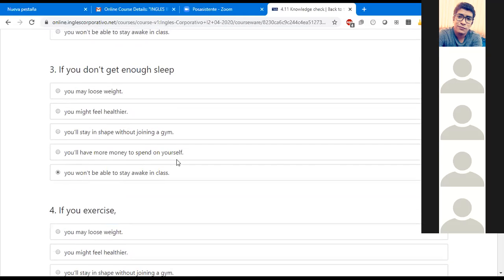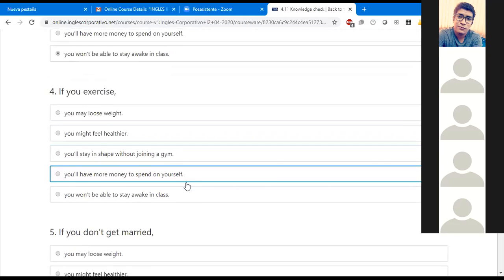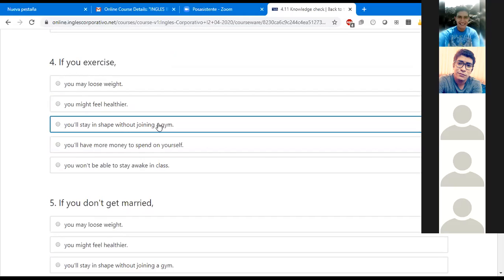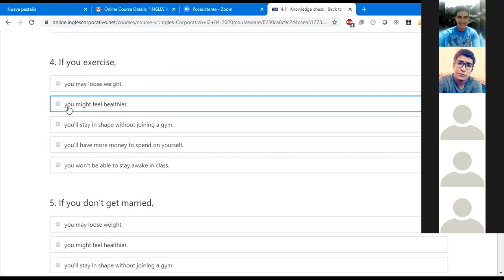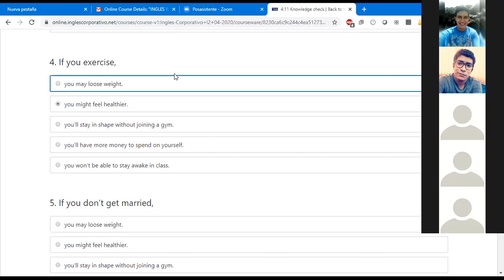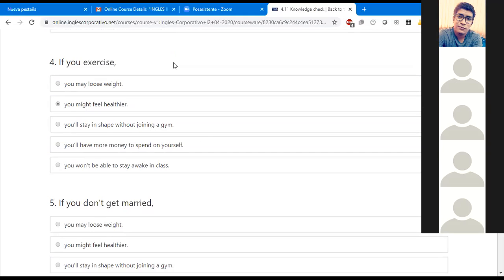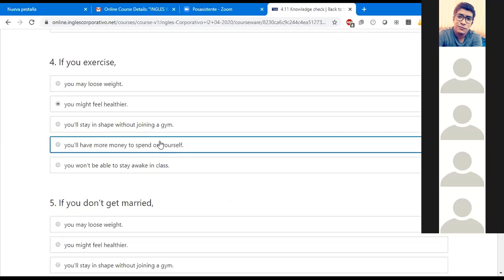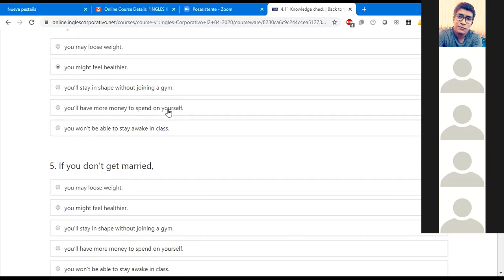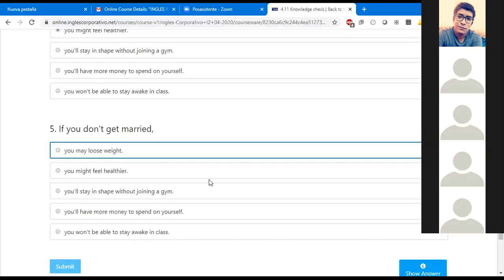Which one? The second one. You might feel healthier. You may lose weight. I think that, you may lose weight. It's like, you may feel healthier. Okay, but we already used this one before.